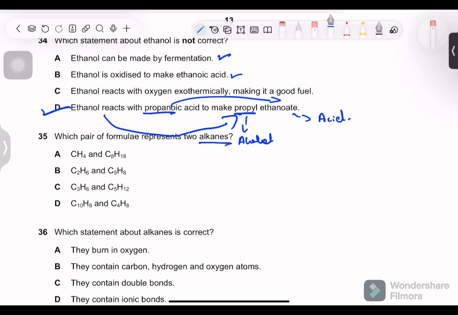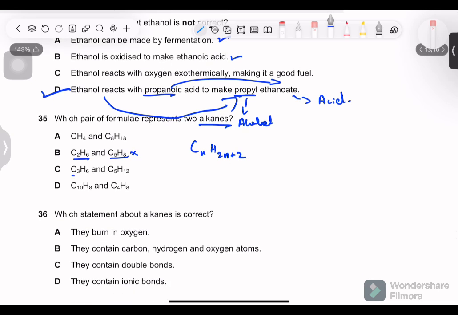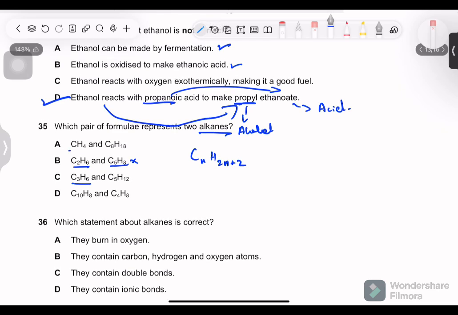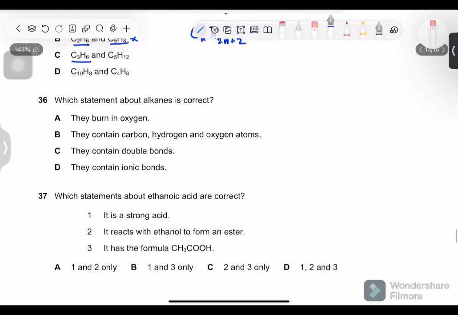Which pair of formulae represents two alkanes? Okay, so both should be alkanes following the general formula CnH2n plus 2. So this is an alkane, but this is not following the formula. This is not following the formula. This is an alkene. Well, which is following the formula? Yes, okay, option A, CH4 and C8H18.